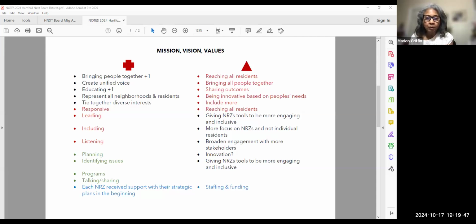But the change side is really what we need to look at and think about as we move forward through the end of 2024 and into 2025. What do we need to do relative to increasing the foundational support that Hartford Next needs, so that we can be what we need to be for our NRZs? The convening, the bringing together, the advocating for and with, all the things that we should do to help improve our community. So I'd like to just open this up for a little bit of discussion.